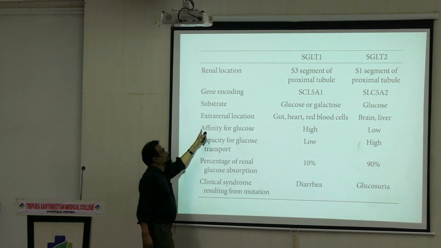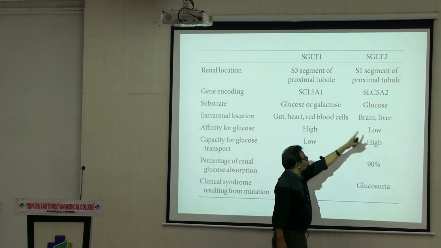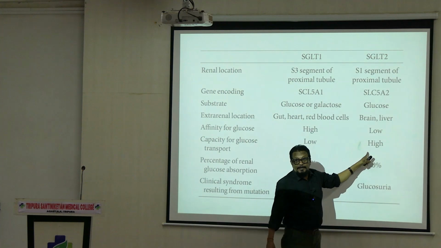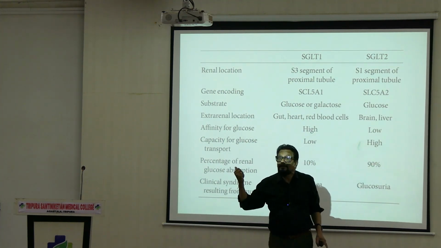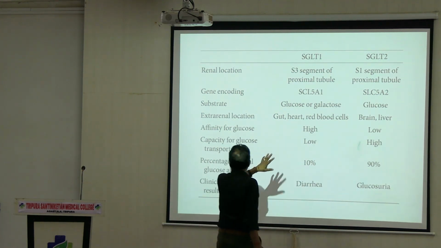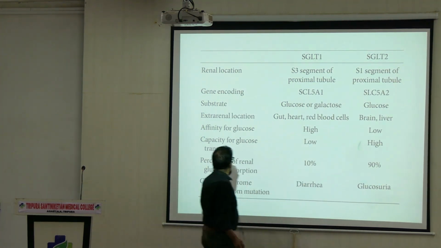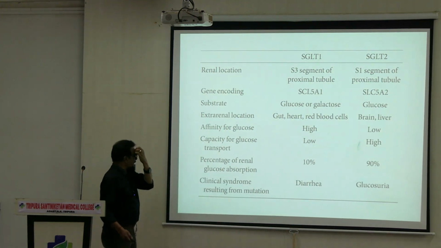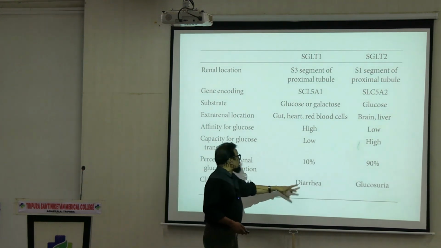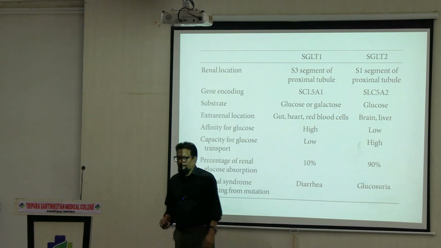Affinity for glucose: its affinity is very high in SGLT1, but low in SGLT2. Though low, its efficacy is much more. SGLT2, I told, that's why it can transport 97% of glucose because of this increased capacity. And the capacity of SGLT1 for transporting glucose is relatively less. Percentage, I will say 10% and 90%. And clinical syndrome: because of this there may be diarrhea, and because of the inefficiency of the other, there may be glucosuria.